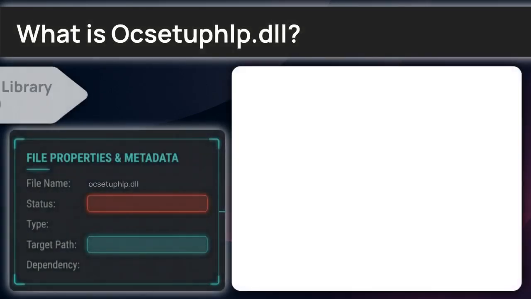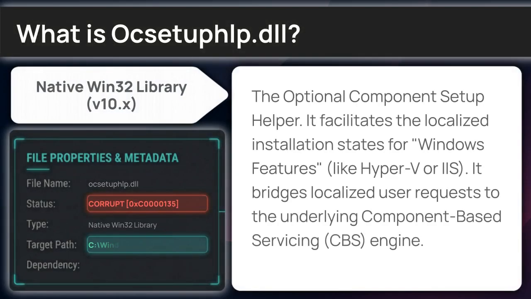This is the Ocsetuphlp Library, the optional component setup helper. It facilitates the localized installation states for Windows features, like Hyper-V or IIS. It bridges localized user requests to the underlying component-based servicing CBS engine. Now that you know how the file works, let's focus on the how and fix the issue.